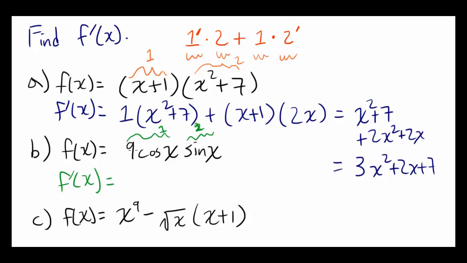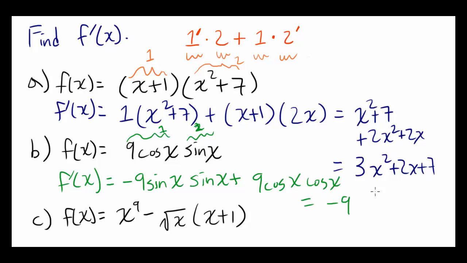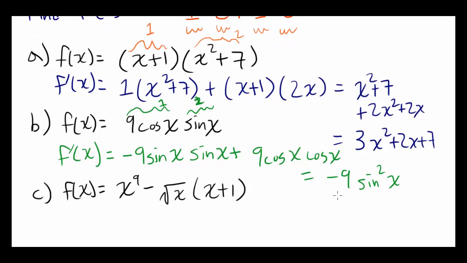It's going to be the derivative of the first function, and the derivative of cosine is negative sine. So you're going to have negative 9 times sine of x times the second function, which is sine of x, plus the first function, 9 times cosine of x, times the derivative of the second function, sine of x, which is cosine of x. Sine x times sine x comes out to be sine squared of x. Cosine of x times cosine of x comes out to be cosine squared of x. I guess you can factor the 9 out if you want to, but that's how I'm going to leave it.